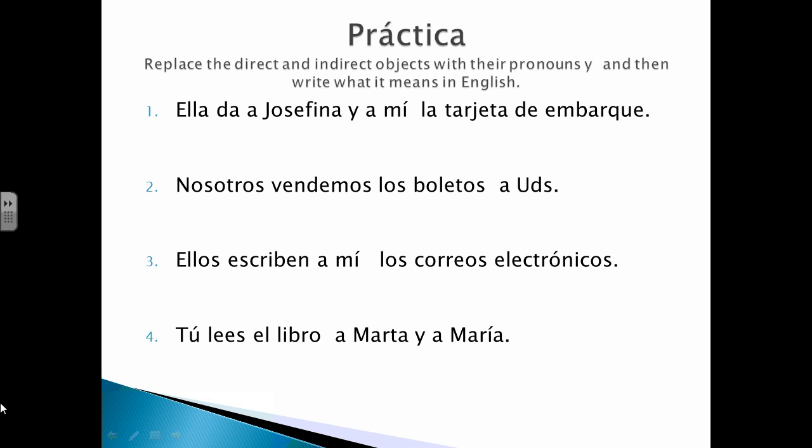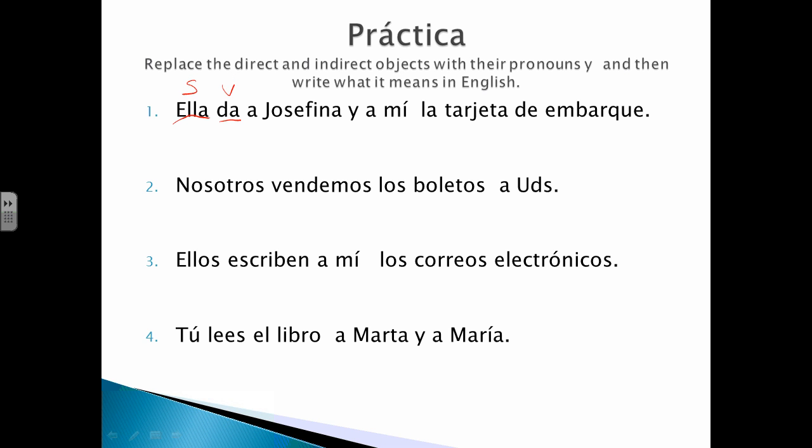Okay, vamos a practicarlo. So we're going to practice these now. You're going to replace the direct and the indirect objects with their pronouns and then write what it means in English. So let's do the first one together, and then I'm going to have you do the rest of them on your own. It helps a lot when you figure out what everything is. For example, ella is the subject. Da is the verb.